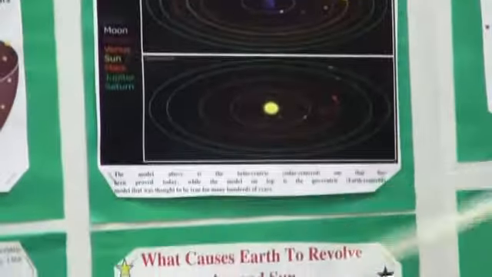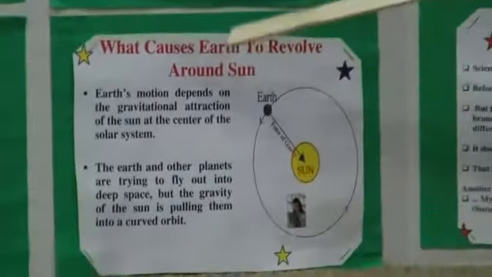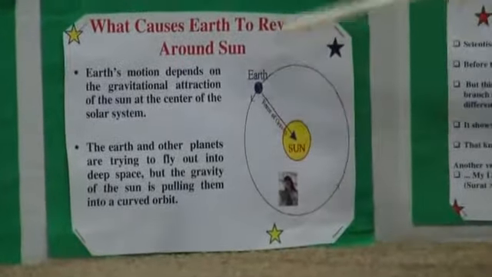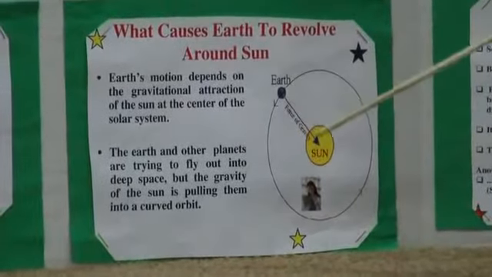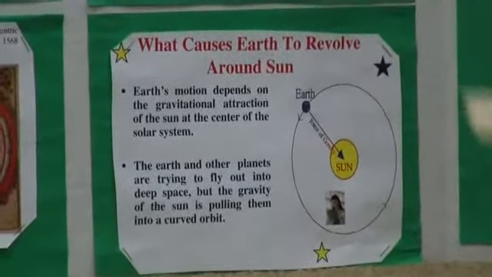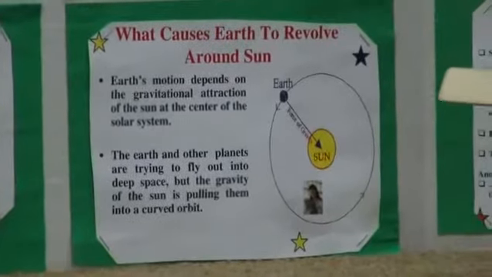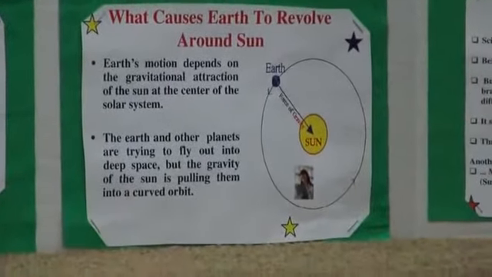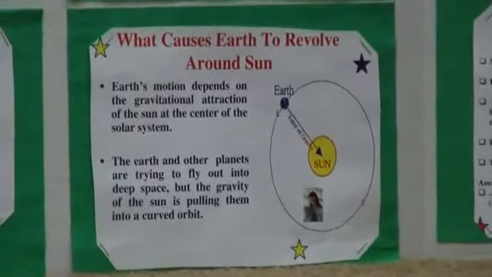What causes Earth to revolve around the sun? Earth's motion depends on the gravitational attraction of the sun. Earth and the other planets try to fly out into deep space, but the gravitational pull of the sun puts all the planets into a curved orbit.